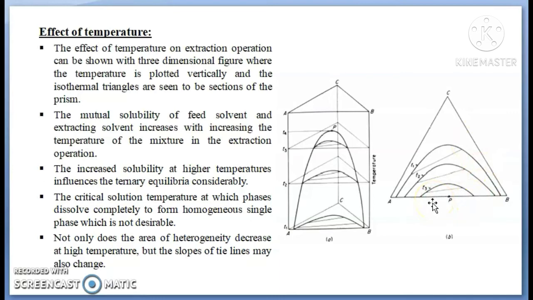Not only does the area of heterogeneity decrease at higher temperature, but the slopes of the tie lines also change with the effect of temperature.